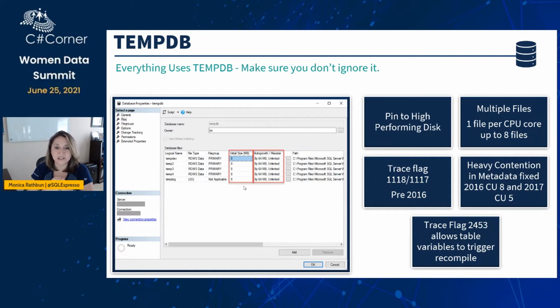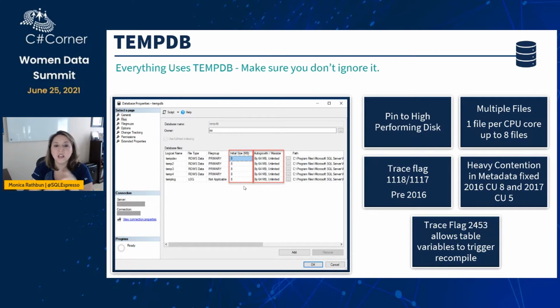It's all about contention. You want it to actually be able to round robin through all of those SGAM pages, the GAM pages, all of that. You want it to round robin through all of your files. So when you're actually setting up your SQL Server, if you're in 2016 or later, as you go through that GUI, it starts to give you the option for multiple files. That's how important it is. Okay, we want to make sure you're doing that.